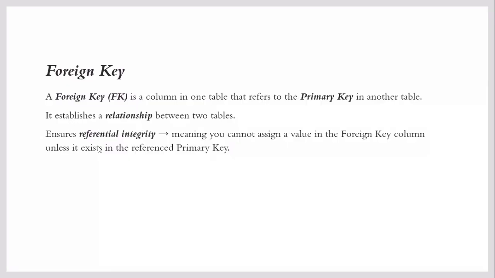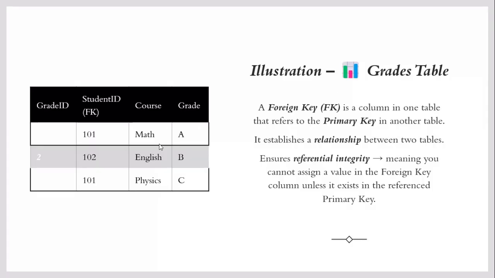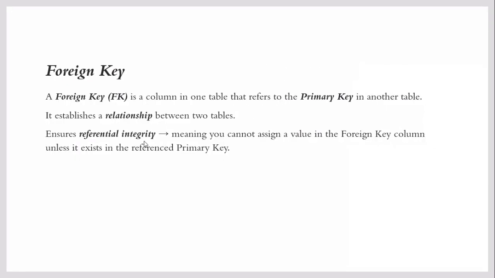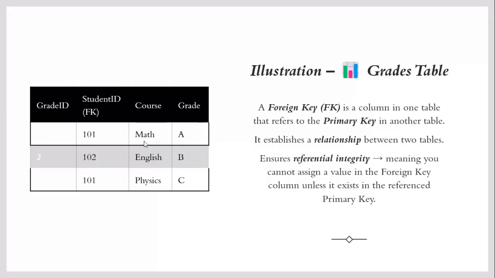It establishes a relationship between two tables. Yes, that's what we use in establishing relationships. It ensures referential integrity, meaning you cannot assign a value in the foreign key column unless it exists in the referenced primary key. You cannot give a particular value in your foreign key table that doesn't exist as a primary key. It's not possible. I hope you're getting it. So now look at this. We have this grade table now.